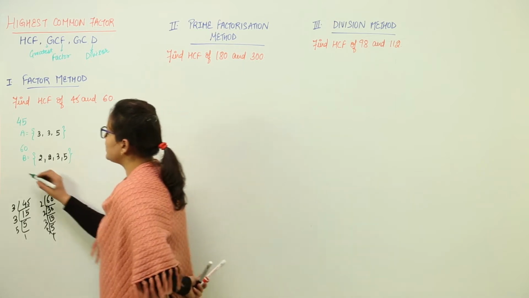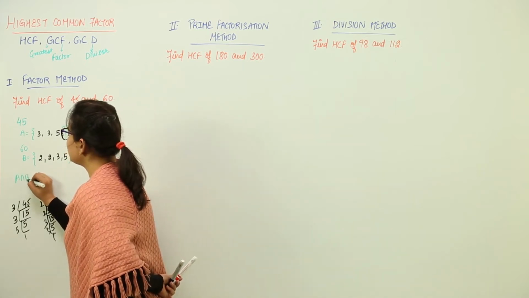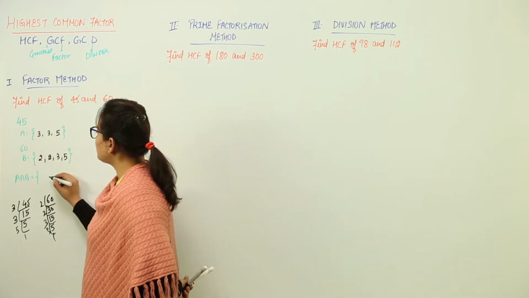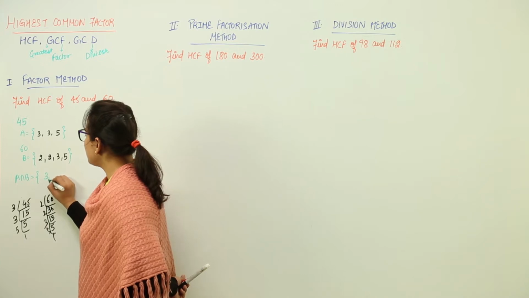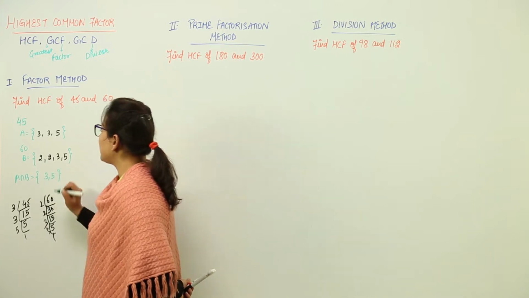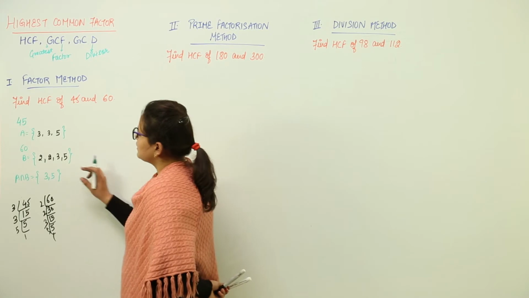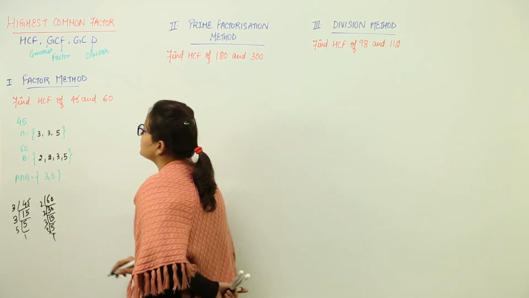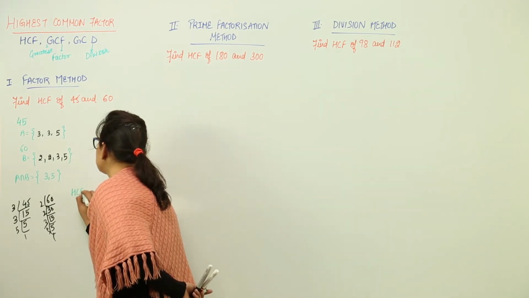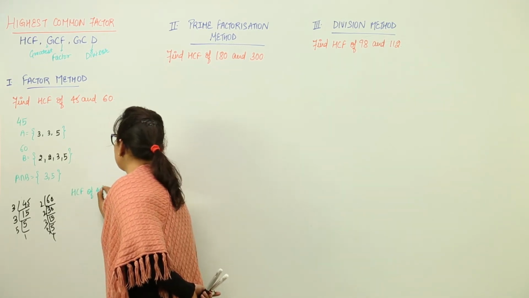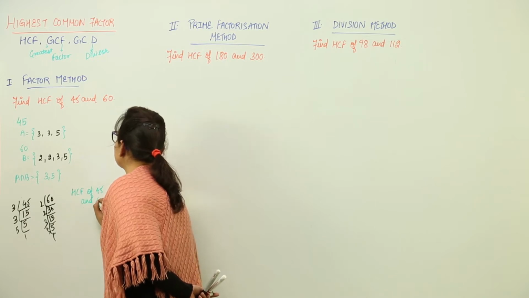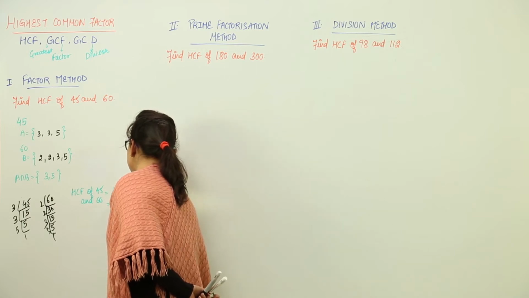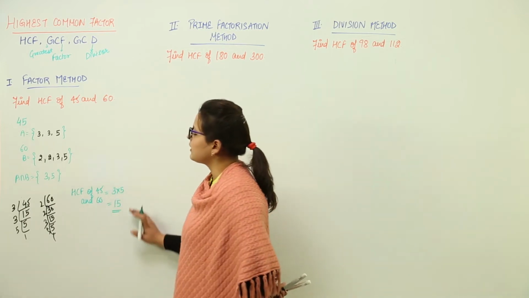Now we are going to find the intersection of the two sets, which will tell us the elements common to both. We have 3 and 5 common to both, so the HCF of 45 and 60 would be 3 into 5, that gives you 15. That was for the factor method.